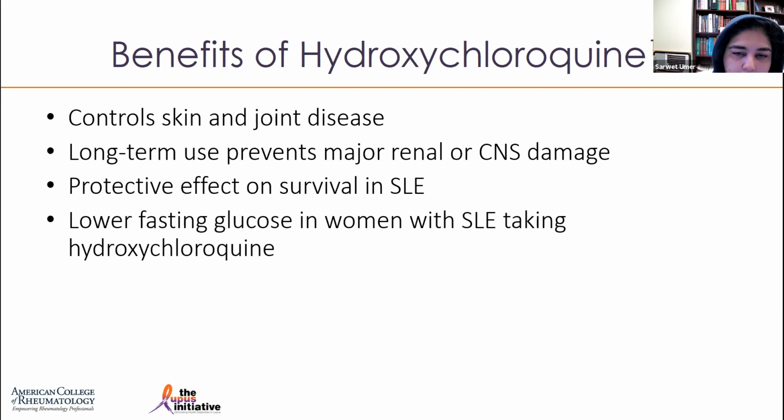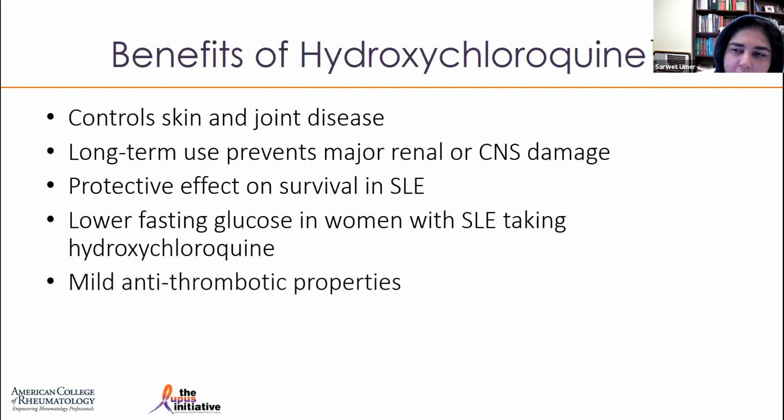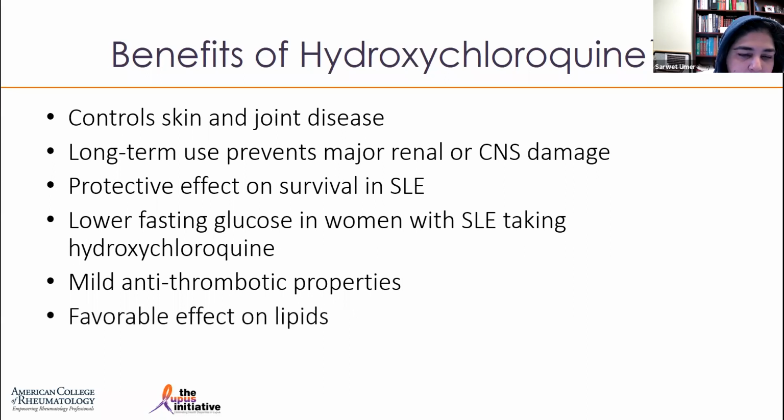It lowers the fasting glucose in women with SLE taking Plaquenil. It has a mild antithrombotic property. So we believe that Plaquenil or hydroxychloroquine helps the lupus patient to not have flares. It also has a favorable effect on the lipids. So all lupus patients, they are on Plaquenil if we can do it.